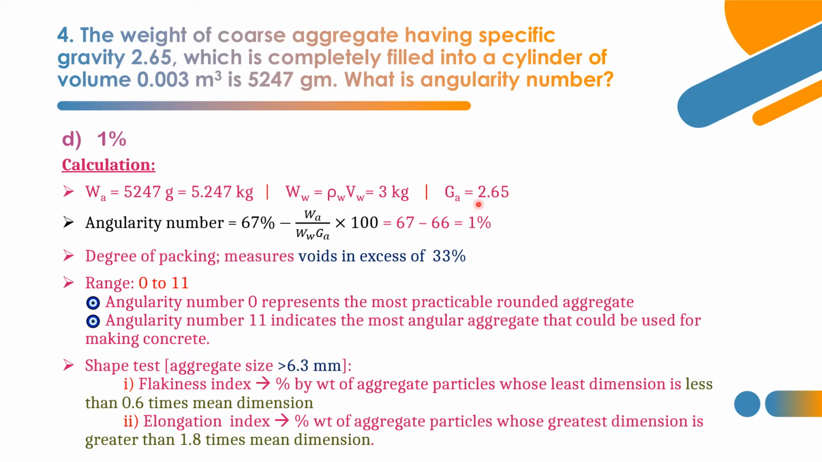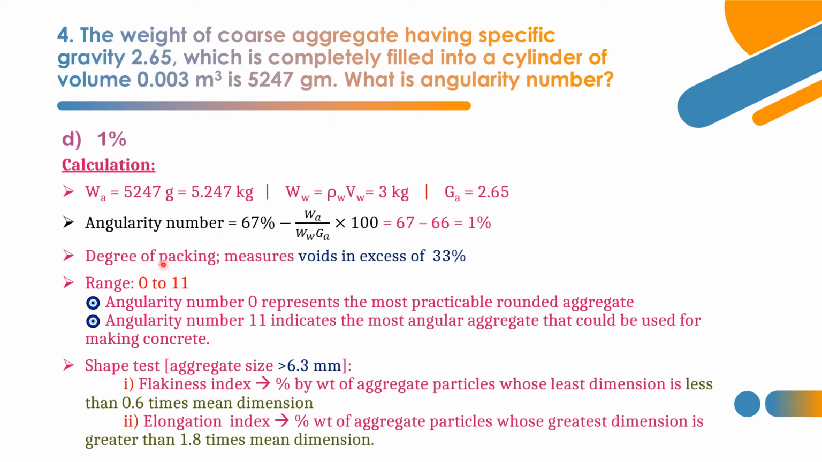And specific gravity of water is 2.65. So 67 minus 5.247 divided by 3 into 2.65 gives 66. So 67 minus 66 is equal to 1%. This is the angularity number that we have calculated.